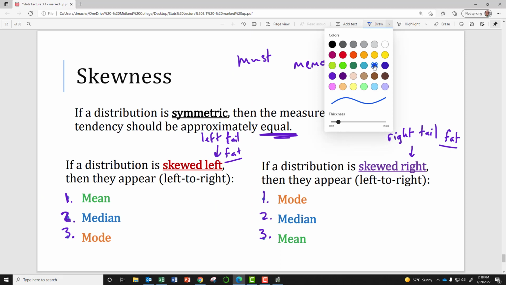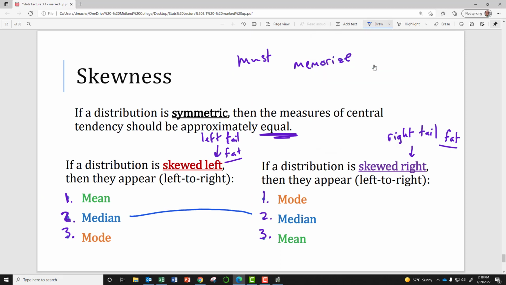So that's easy to remember. Median means the middle. The sample median is the middle measurement of your data set anyways, and now you know that whether your distribution is left skewed or right skewed, the median should always appear in the middle of your 3 measures of central tendency.